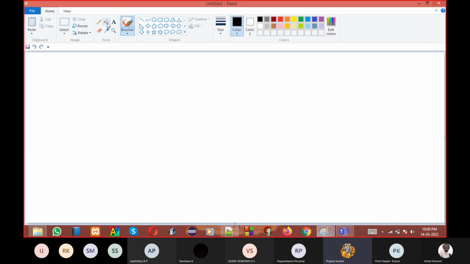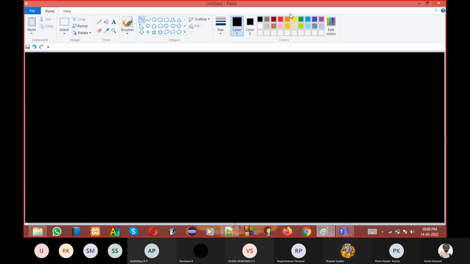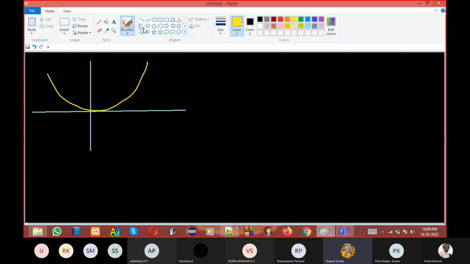Now we will see the actual integration. Look at this carefully. I'll just redraw the figure smaller, which will be better. Okay, this is the area.